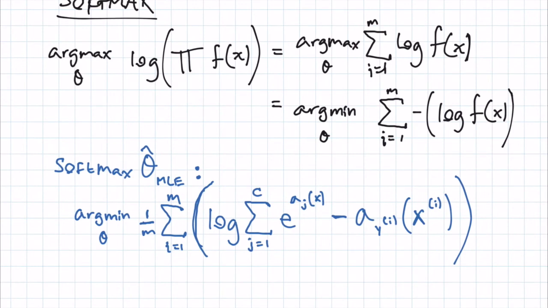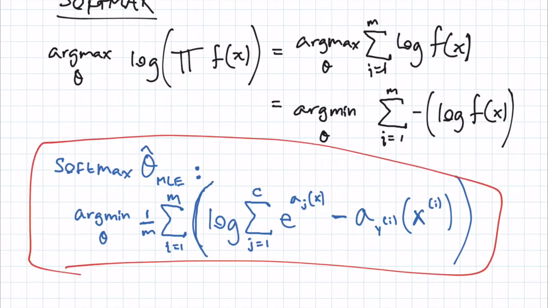Now the next trick we used was to take a logarithm, and we know that a log of a product becomes a sum of logs. And finally we arrive at our loss function.